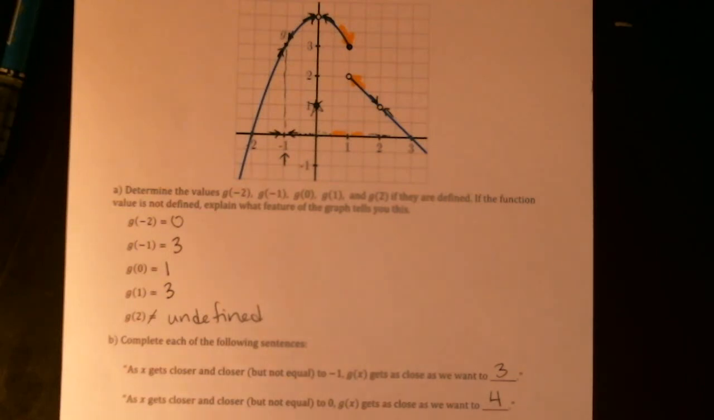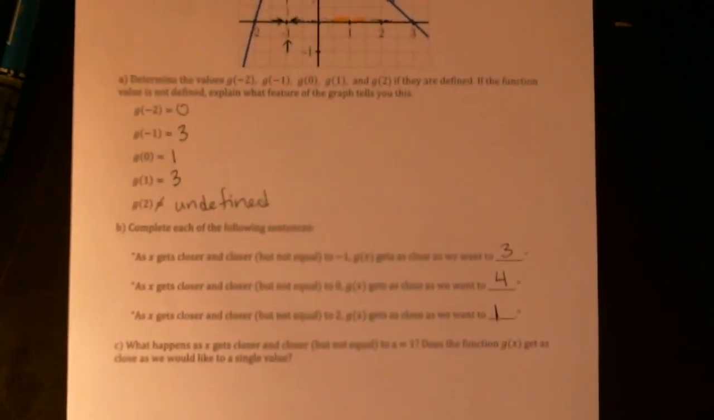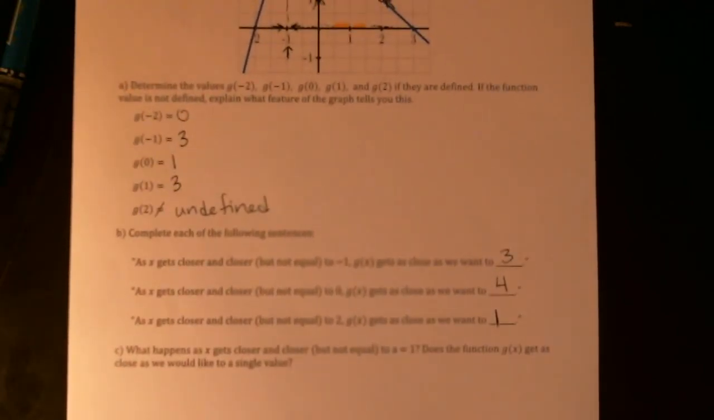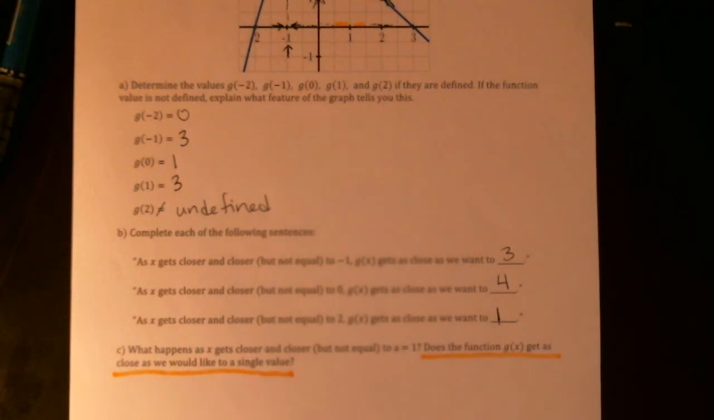And the question is very carefully worded. So let me move down to it. Keep that picture in mind. This is the part I want to look at. Does the function g of x get as close as we would like to a single value? So that's kind of the key. If I make my x close enough to 1, can I get my y values as close as I could ever hope to get them to one single value? That's the really key thing. And the answer here is no.